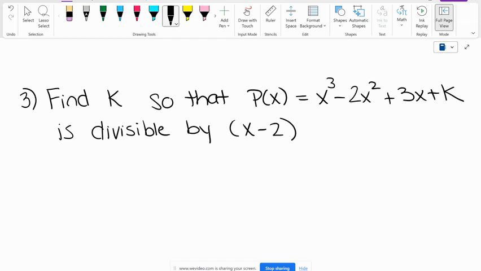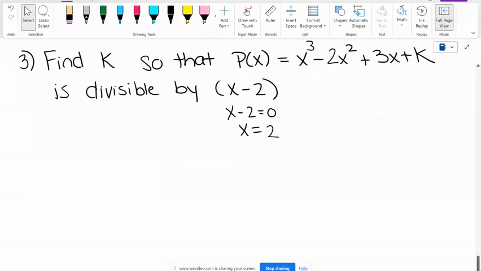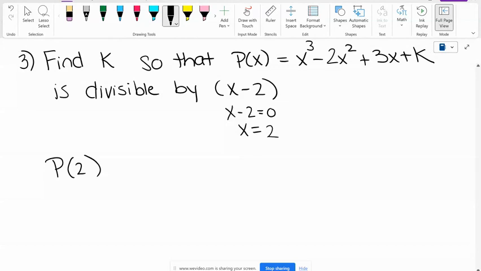So the first one, let's talk about this. If it's divisible, it means it goes in evenly, right? So if it's divisible, my remainder must be 0. So what I'm going to do is I'm going to use the remainder theorem. I'm going to take x minus 2 equals 0, so therefore x has to equal 2. And I'm going to plug it in to p of x. So I'm essentially finding p of 2.